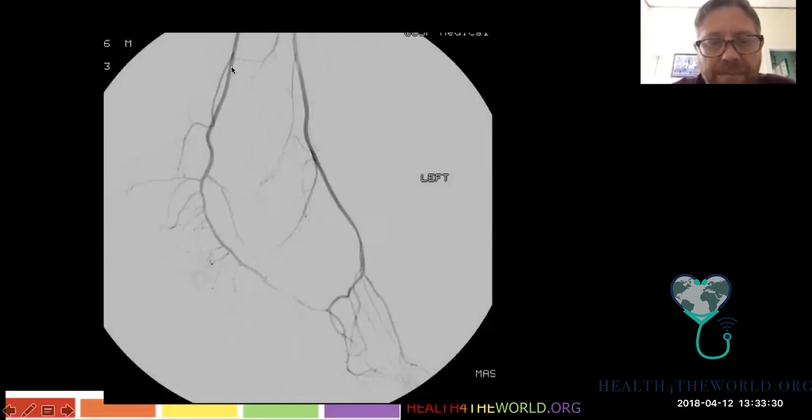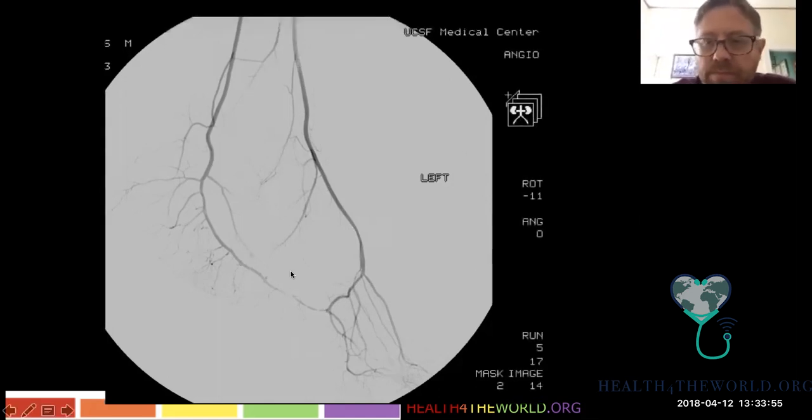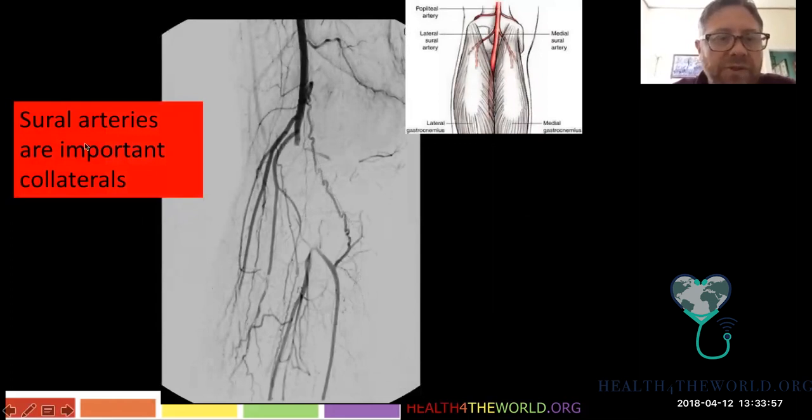Here's the posterior tibial artery, and it's going to give off the common plantar here. And then here's the anterior tibial artery giving off the dorsalis pedis here, going into the arch, the arcuate artery here. I don't see the deep plantar arch, but I think it's because these haven't filled in all the way. So those sural arteries are important collaterals. Here they are.